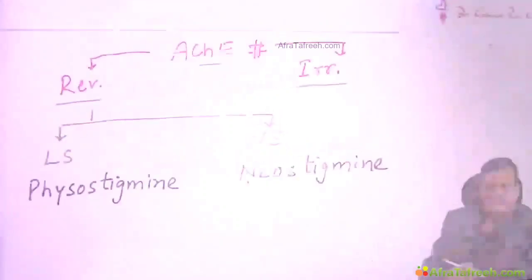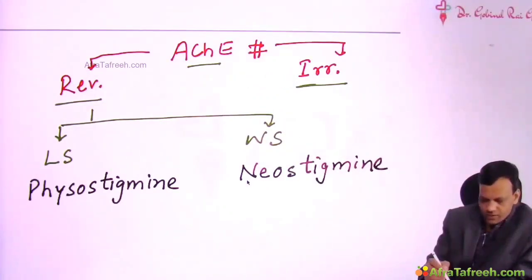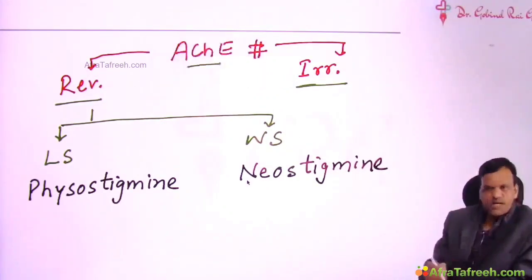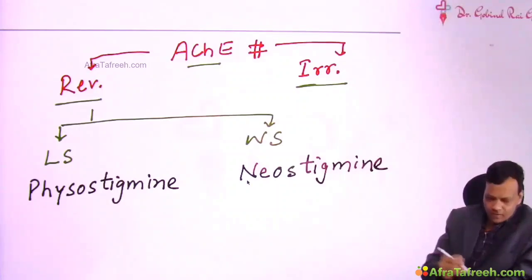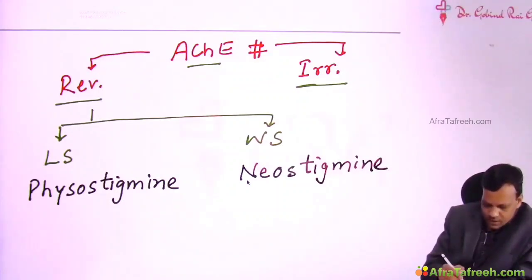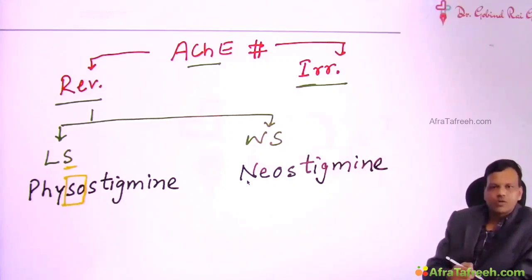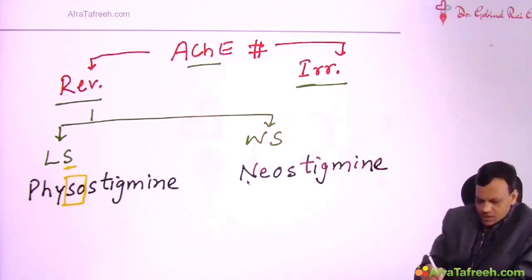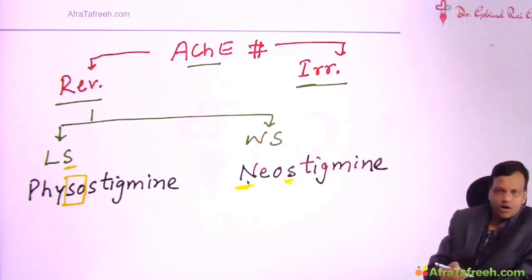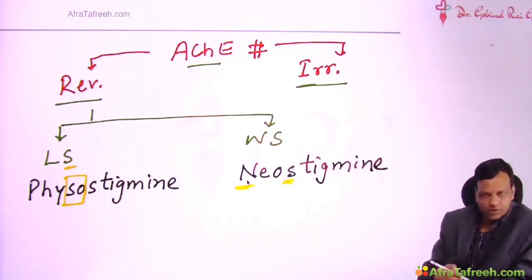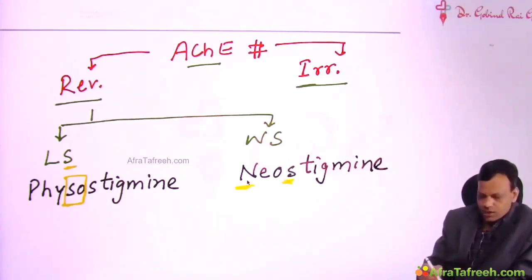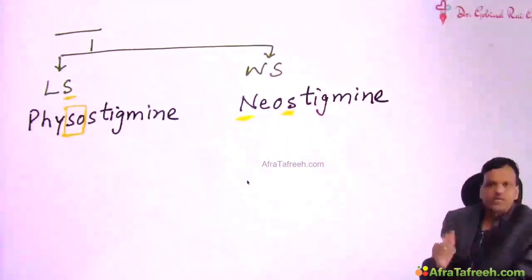Okay. So first of all, which is lipid soluble and which is water soluble, again you can remember from the name itself. Physostigmine, the name itself says soluble. It is lipid soluble. Whereas neostigmine says it is not soluble. Normally we talk about lipid solubility in pharmacology. So physostigmine is soluble, neostigmine is not soluble. Now what is the importance of lipid or water solubility? We have to discuss that.